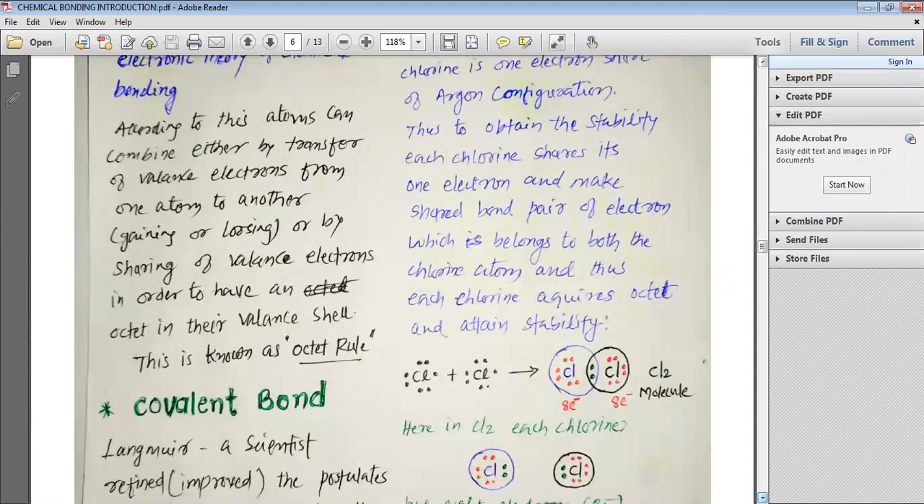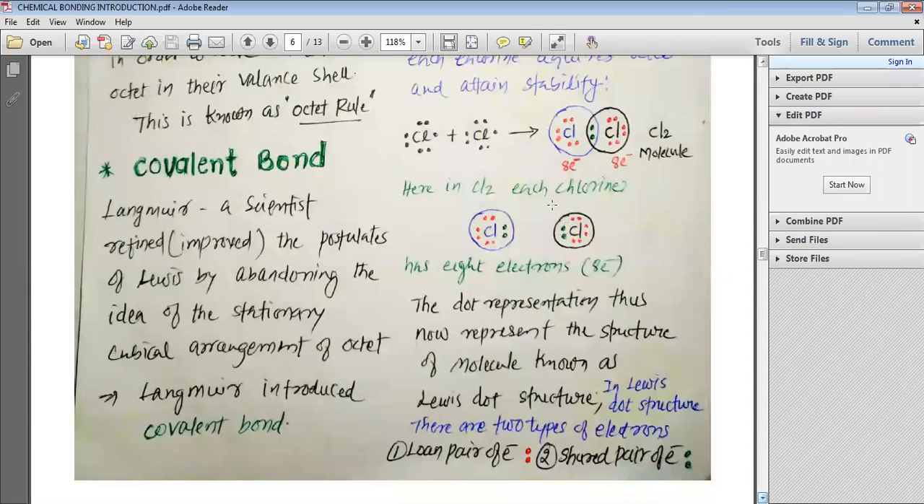So, we need to look into the covalent bond. The scientist Langmuir introduced that by sharing of electrons, elements make a bond, they become stable, they acquire their octet. You can see here in the case of chlorine, two chlorine atoms with 7 electrons in their valence shell. They share 1 electron each, which are shown with the green dots.